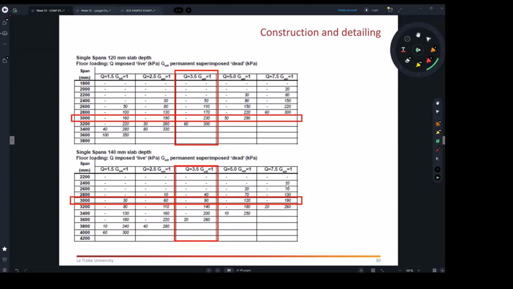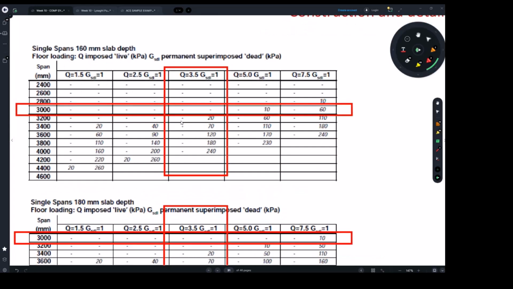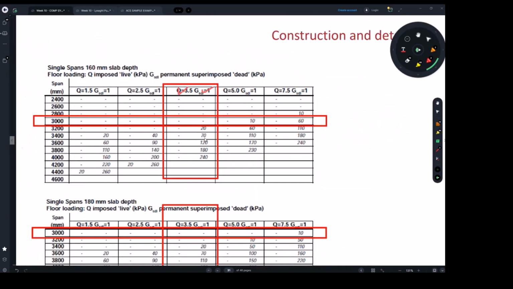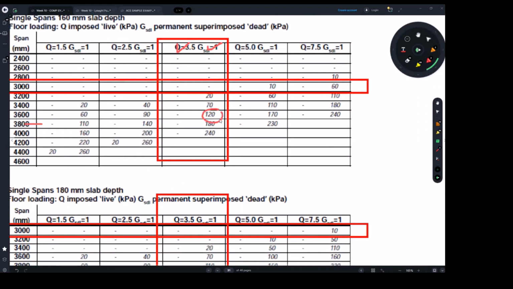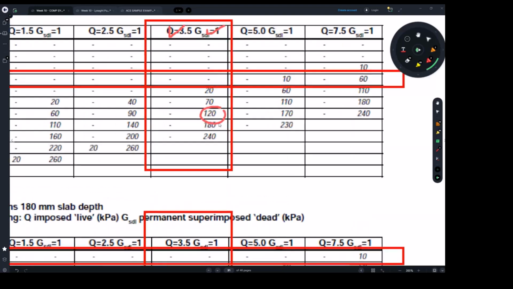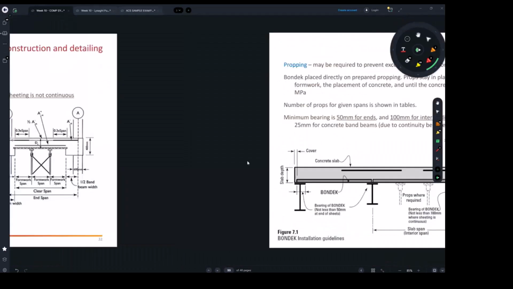There are easy to use tables that will help you determine the quantity of steel required. Basically you just need to know what type of loading, dead load, live load, and then if you know the span, you will be able to determine the quantity of steel. They're going to tell you the steel area in millimeter square per meter. Okay, I will take you through this during the workshop.